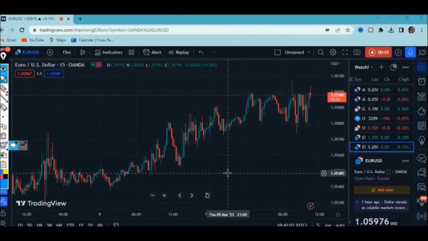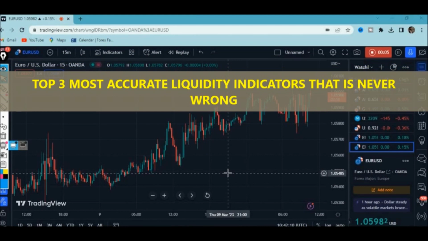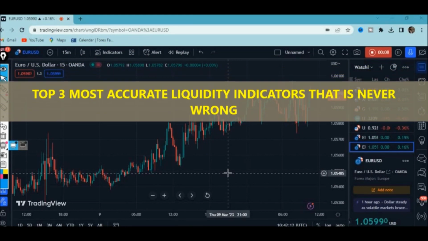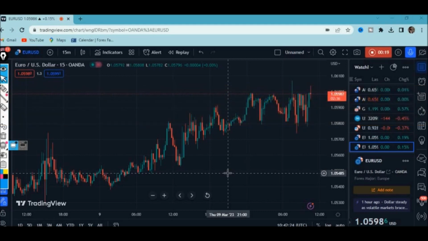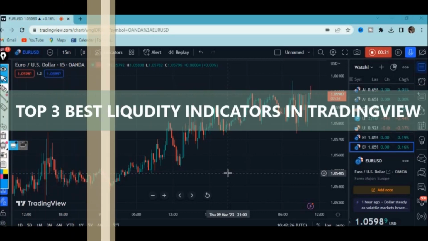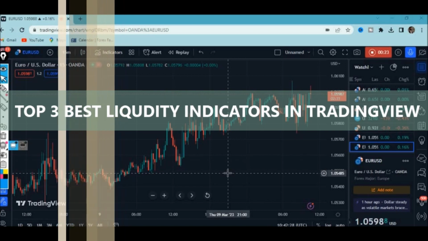Spotting liquidity on your chart can be very hard, especially for beginners. I got a request from one of my subscribers, and he told me, kindly show us indicators that can really be reliable, showing us liquidity. And basically, not only giving you indicators, but I will show you how you can really use these indicators correctly to identify, rather to know this liquidity.